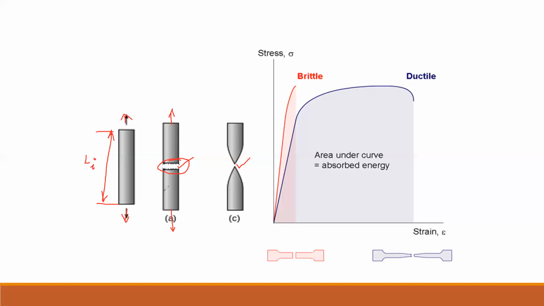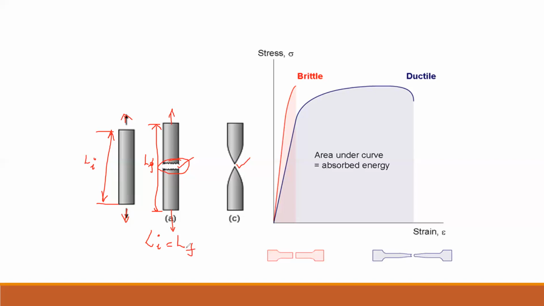After fracturing, if you join those two pieces and measure the length of the joined fracture surface, that is the final length. So, the initial length before fracturing and the final length after fracturing: if you compare those two lengths, there will be no change. The initial length is equal to the final length.